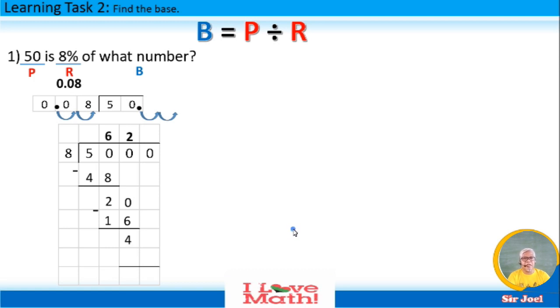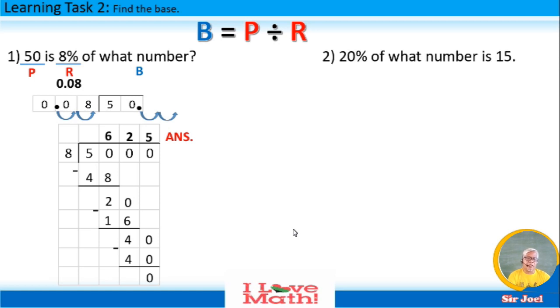It is now 40 divided by 8, which is 5. And 5 times 8 is 40. Subtract the 2 40s, so the difference is 0. Ibig sabihin, in this problem, the answer is 625. Okay? Ayos. Kaya. Next, example number 2. 20% of what number is 15?